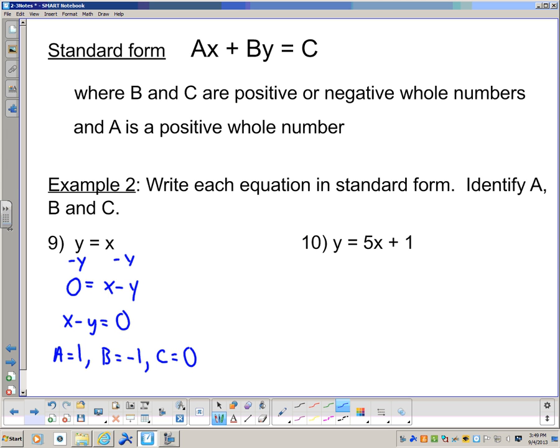So you always have to have it in that form. This is part of my answer: x minus y equals 0. And then a equals 1, b equals negative 1, and c equals 0. Those are all part of my answers there.